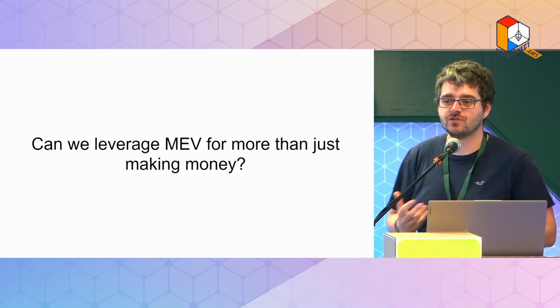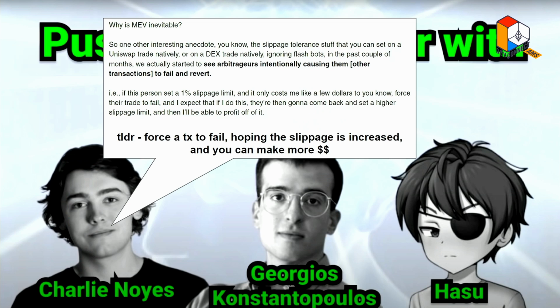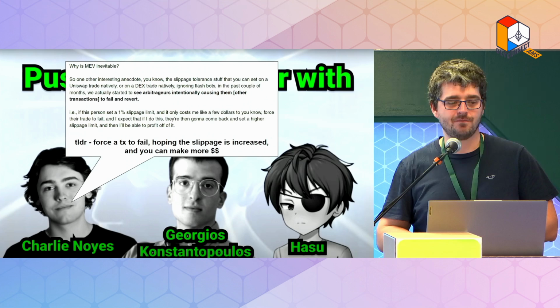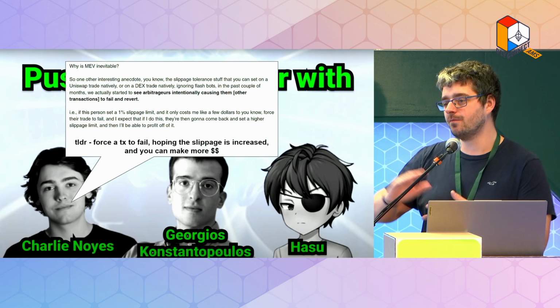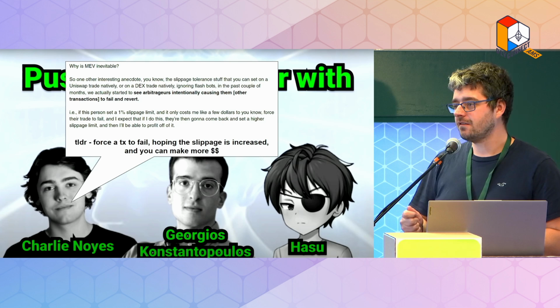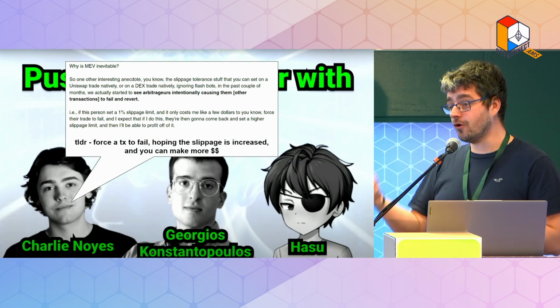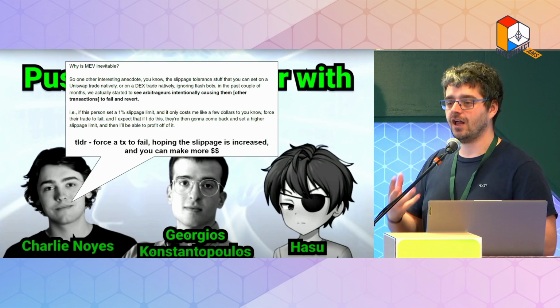And this is really good. I was watching this last night, actually, this podcast on Uncommon Core. It was perfect timing for me. And Charlie has this wonderful phrase in it. But the basic idea is the following. What some searchers do, if they see a trade hitting Uniswap, and let's say it has 1% slippage, and it will cost a few dollars to move the price and fail their transaction, some searchers will do that. They'll make the user's transaction fail, because it only costs a few dollars, in the hope that they'll reissue the transaction with more slippage. Then they can extract more value from that transaction.